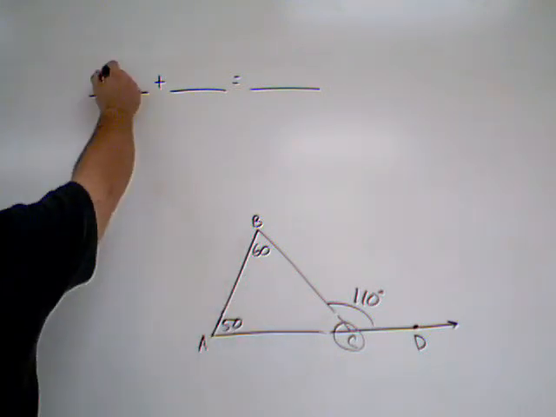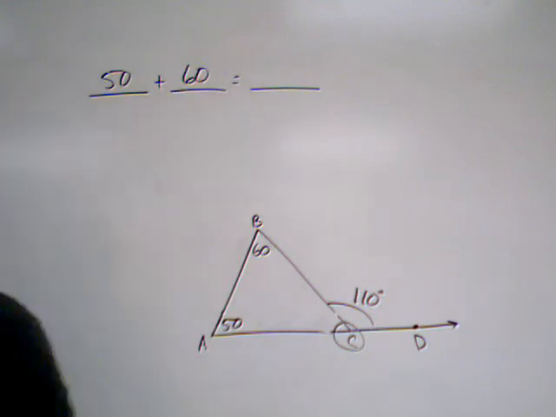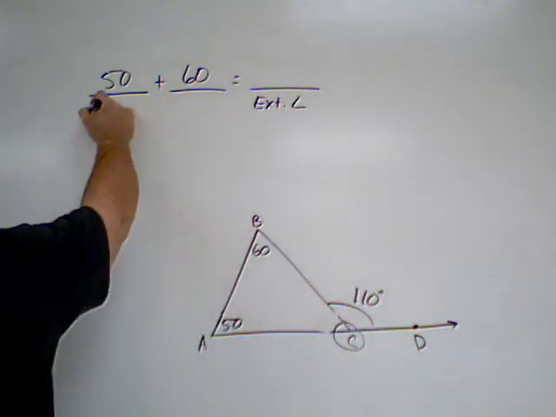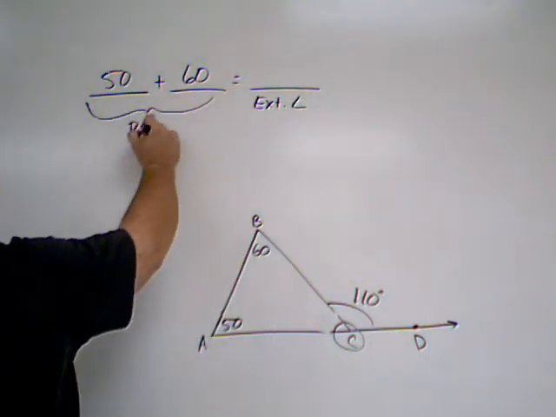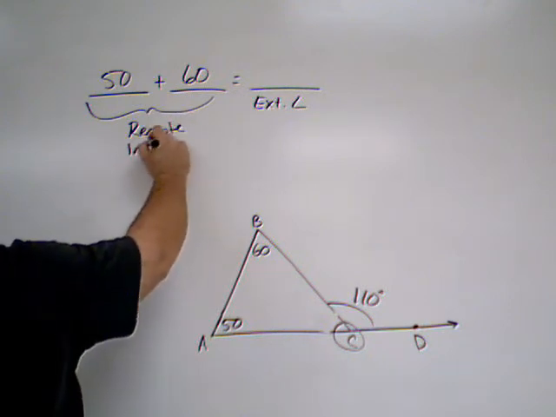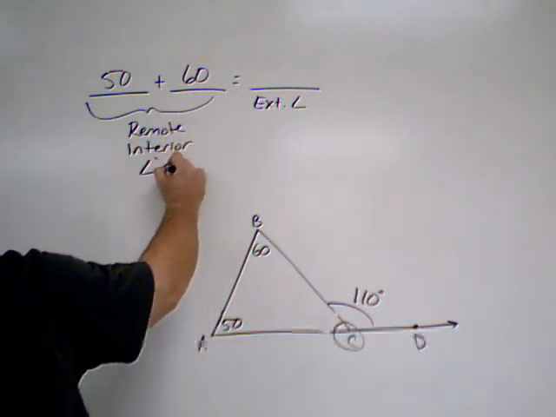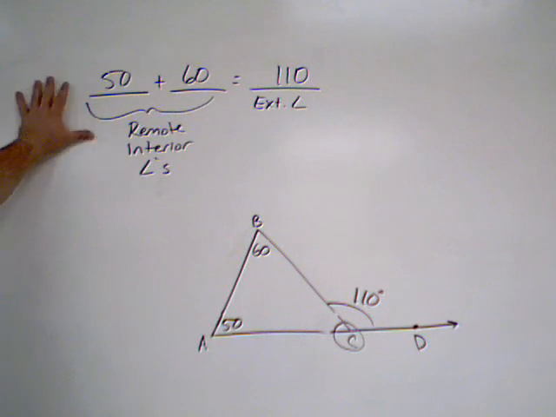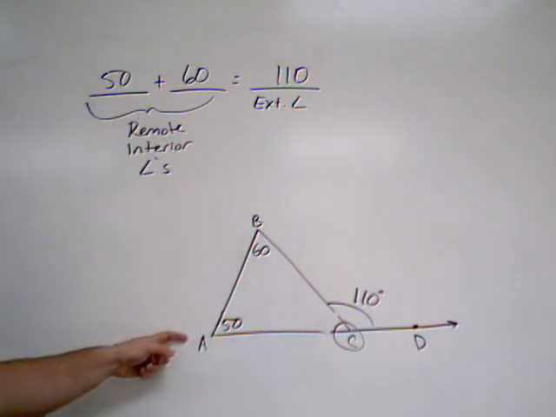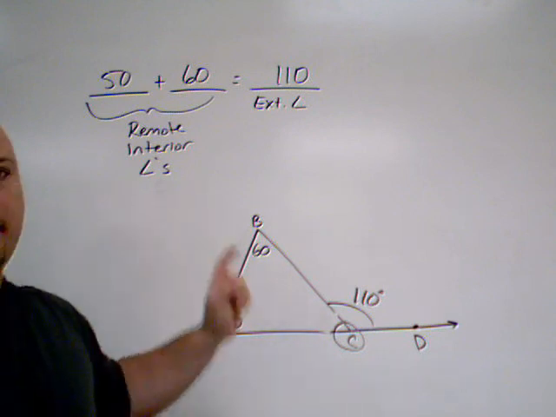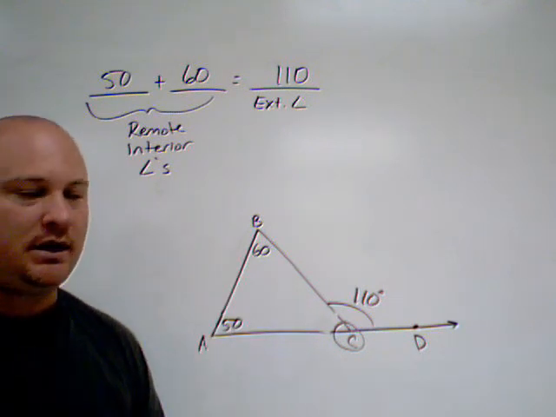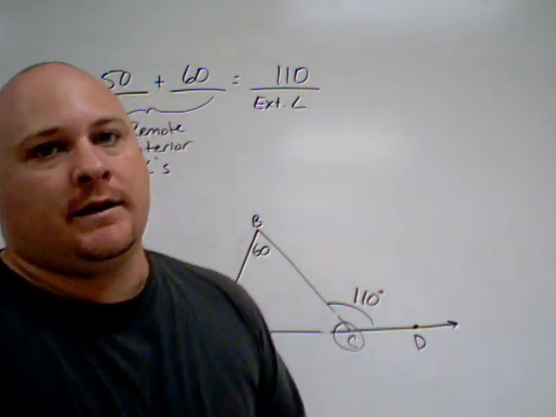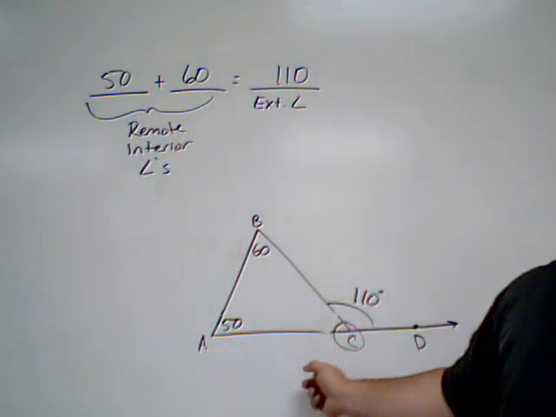So, if A is 50 and B is 60, then our exterior angle has to be 110. If you use this setup and you know what the blanks refer to, you can use this every single time no matter what is there. These can be algebraic expressions, they can be just regular numbers. As long as you set it up correctly, you can find the answer every single time.